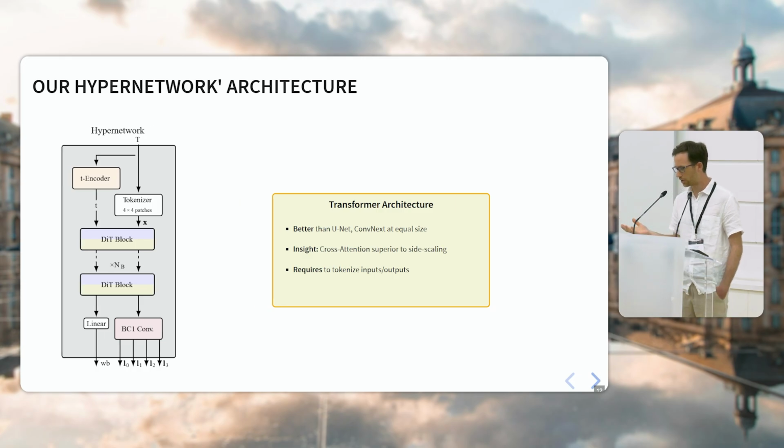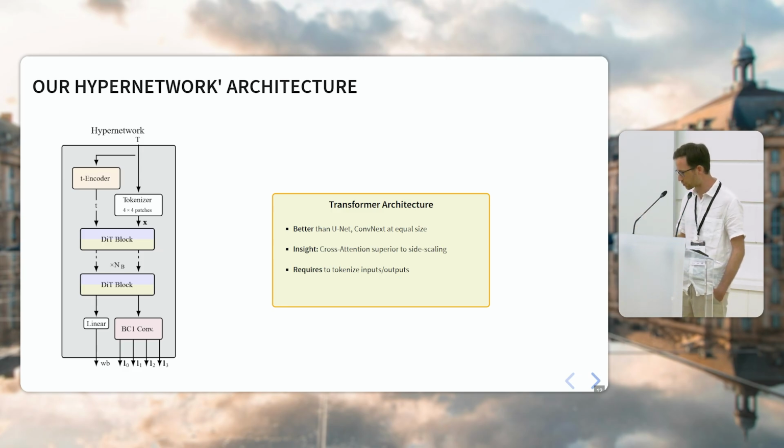And why do we need a transformer architecture? We needed that because we found it's way better than UNet or convnets for equal size. The insight behind it is that size scaling, which you would need to use if you were using UNet or convnets, is not very good at sharing information between two latent representations, and cross-attention is way better. So this is why a transformer architecture is very handy in this configuration.